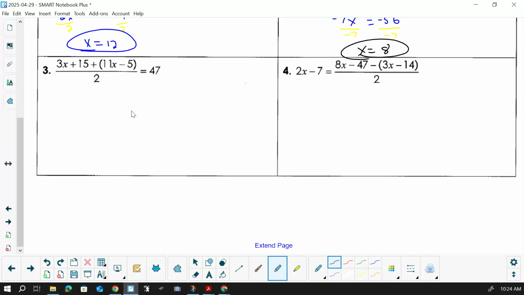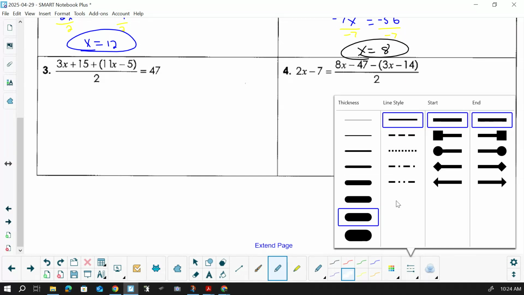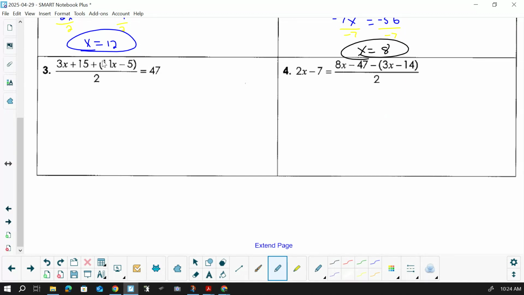All right, this one here. First, let's combine everything on the top together. That plus, now the plus distributes, which means it won't change those signs. So I can ignore those parentheses there because that plus will not change the signs. On the top I have 3x and an 11x. Together that makes a 14x. I've got a positive 15 but a negative 5, which makes a positive 10. It's over 2 equals 47.